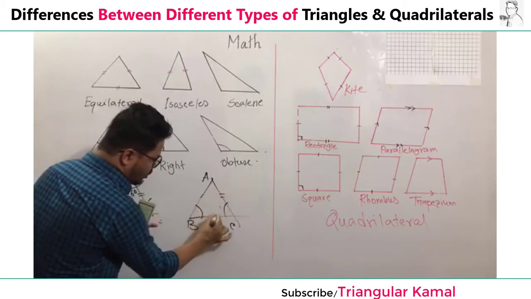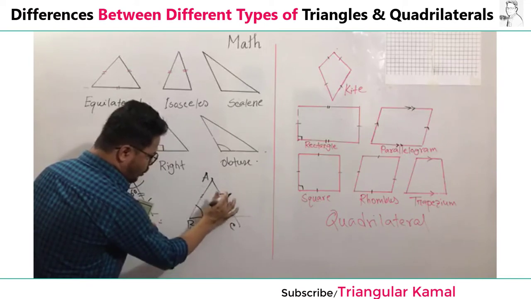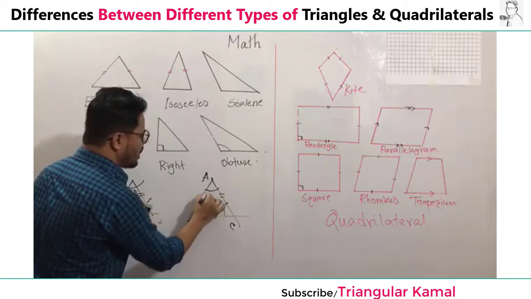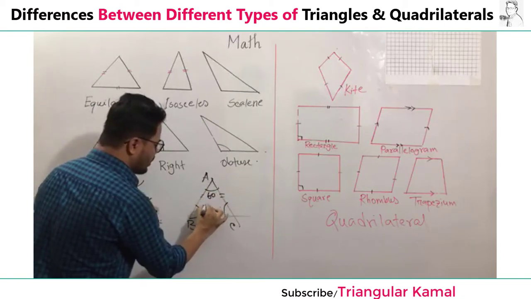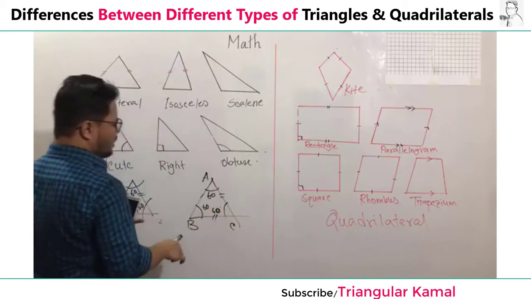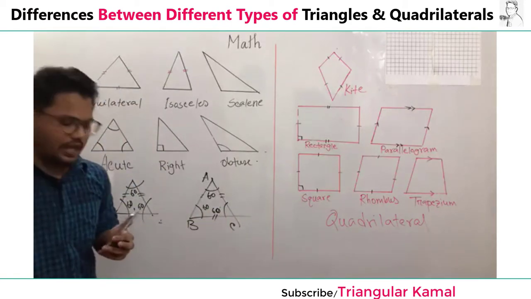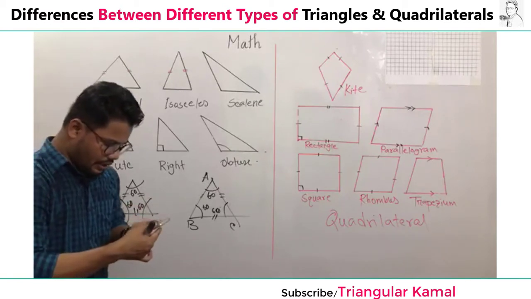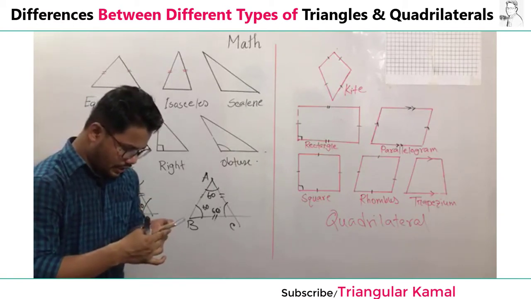And again, if these two sides are equal, the opposite angles, angle B and the side BC, will be equal. So in every case, an equilateral triangle will be an equiangular triangle. Equiangular means the angles will be equal.